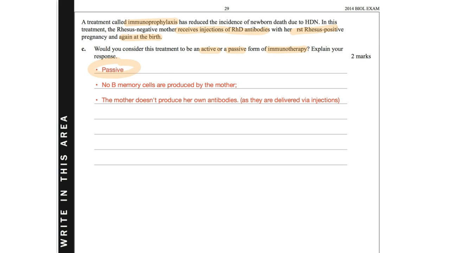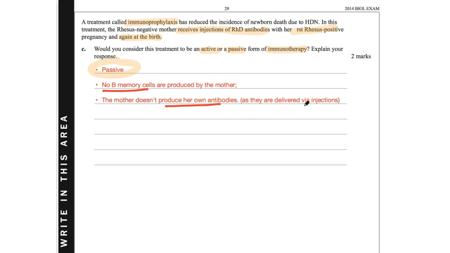You didn't get a mark for this particular statement of saying it was passive. But once you understood it was passive, why is it passive? Because there are no B memory cells produced by the mother. The mother isn't producing any memory cells because the antibodies are being injected into her system. And that leads to the third point, and that's largely because the mother doesn't produce her own antibodies. They are delivered via injections. Again, understanding active versus passive: active is the mother actively producing these antibodies, versus passive, whereby she's receiving these antibodies.